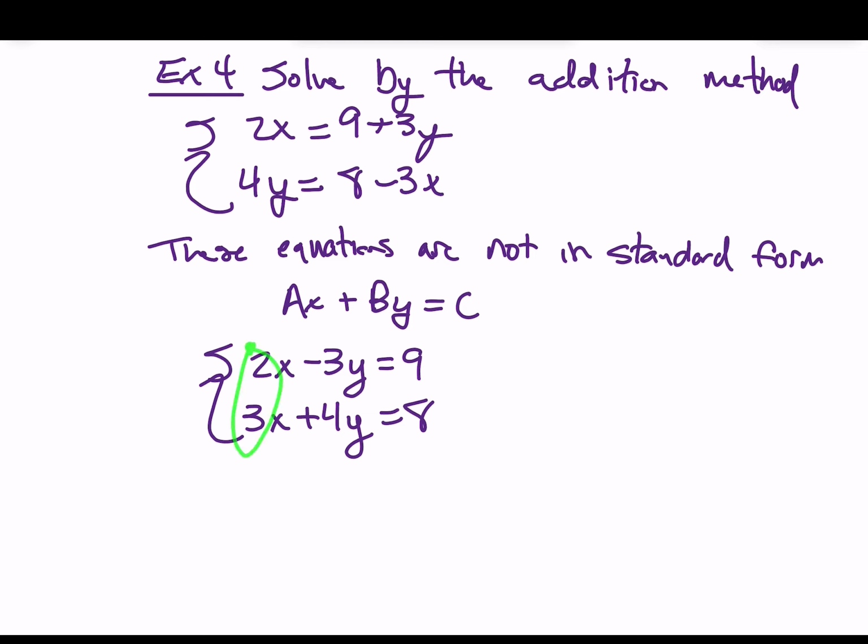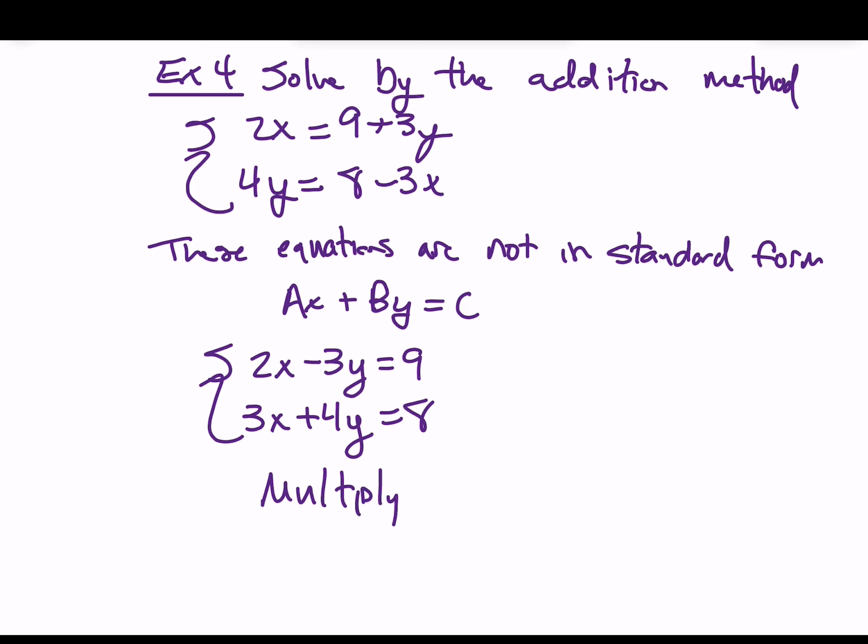Now notice that for the x's, we have a 2 and a 3. Both of those are prime, so we don't have any common factors. The same is true for y. We have a 3 and a 4. So what we are going to have to do is multiply both equations by some number. If we want to get the x's to cancel, then we need to multiply this one by negative 3, and that will give us a negative 6. And then we can multiply this equation by 2. 3 times 2 will give us a positive 6, and the x's will cancel.